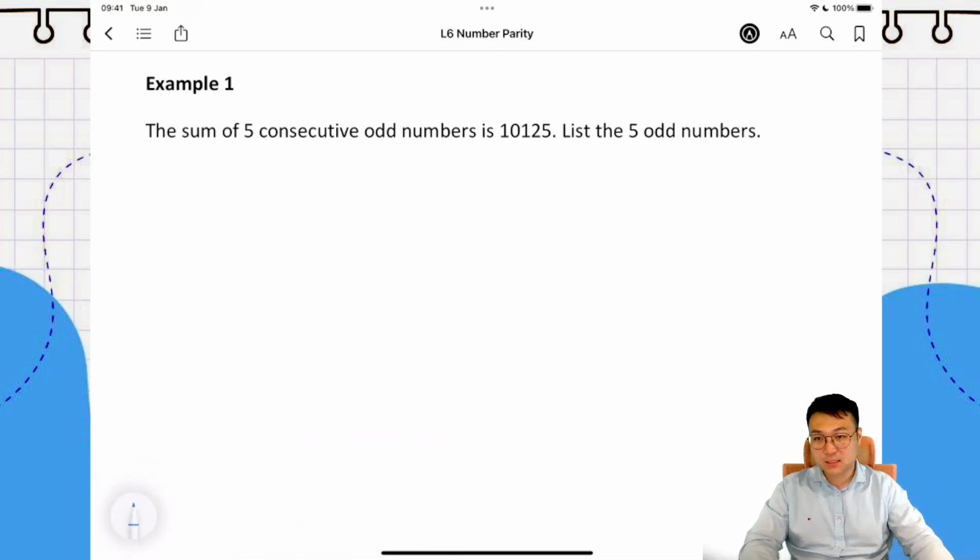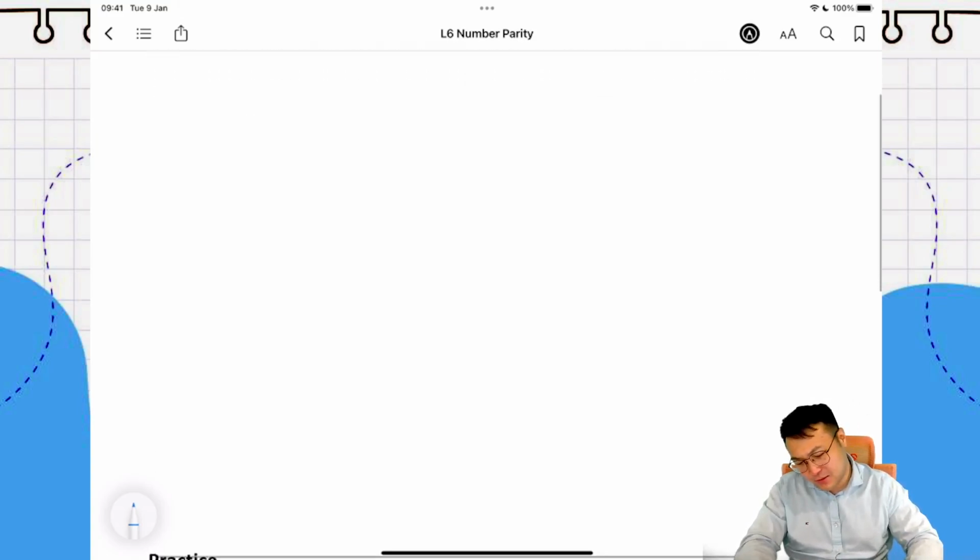Students, in the first question, they're asking us: there are 5 consecutive odd numbers. The total sum is 10125. List the 5 odd numbers. Before we even do this, let's ignore the question first. I want to talk to you about average.